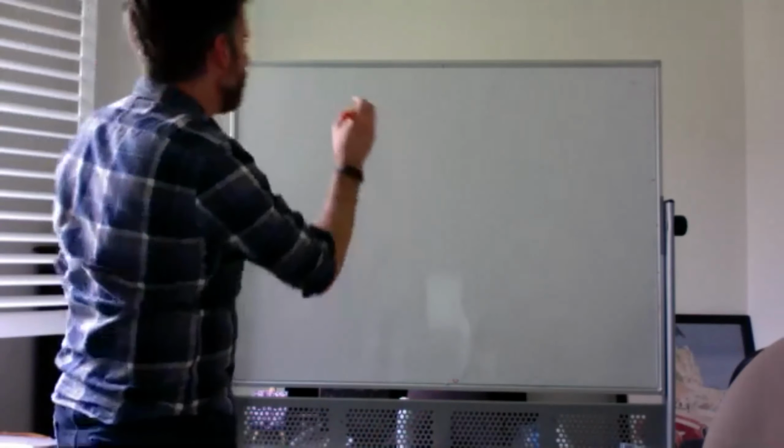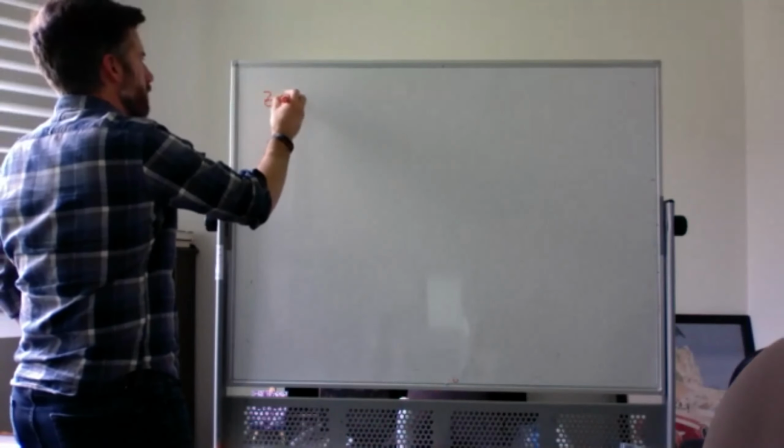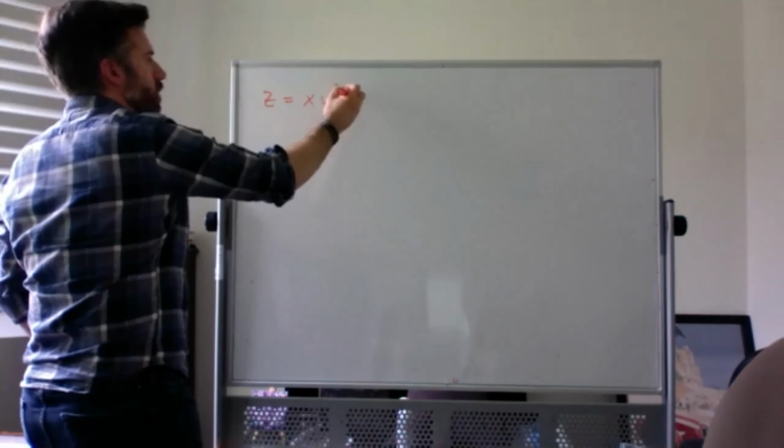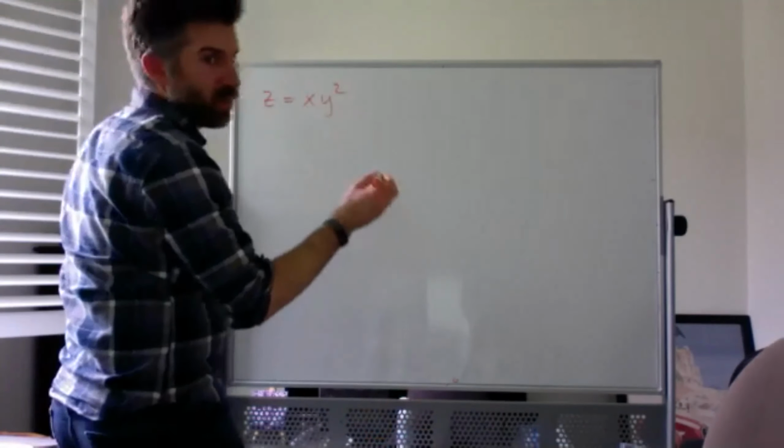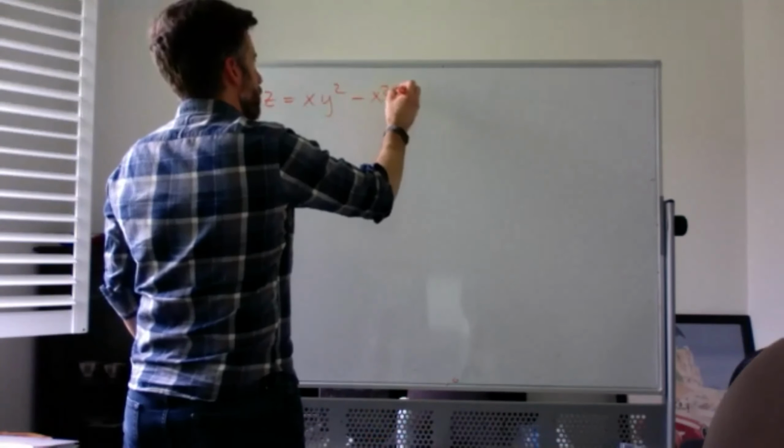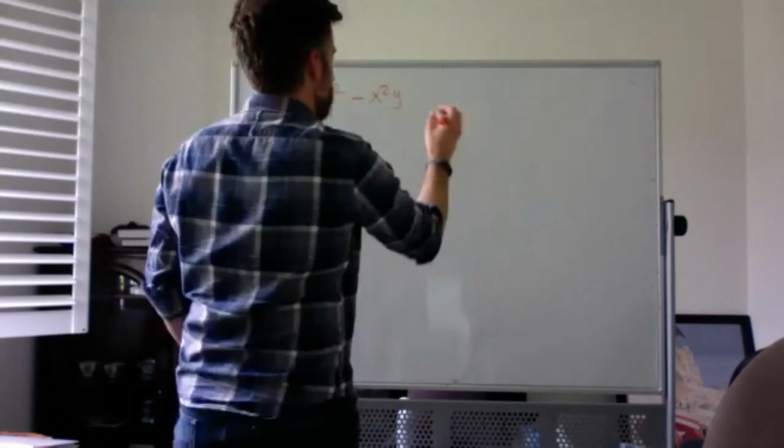Okay, let's see here. Did I do that one last time? No, I did not. Okay, cool. So let's do a slightly more complicated example. I just want to make sure everyone can see this pen. Here's my function: z equals x y squared minus x squared y plus x minus y.